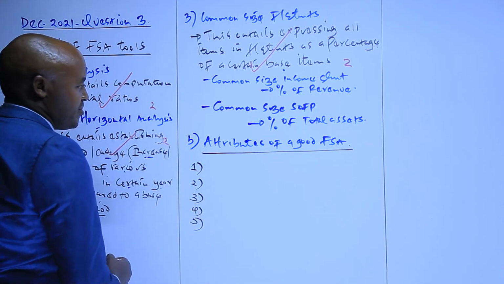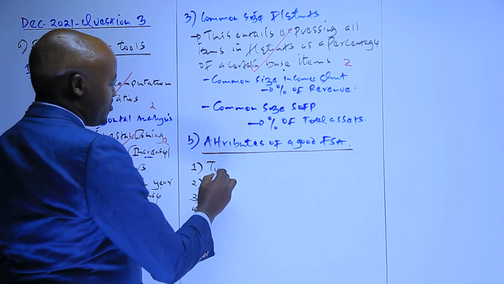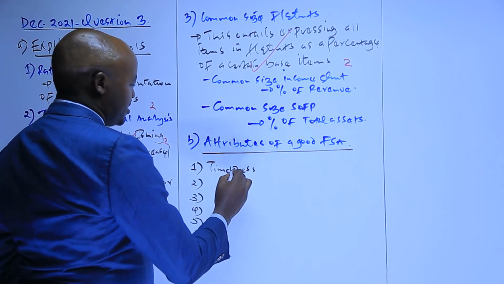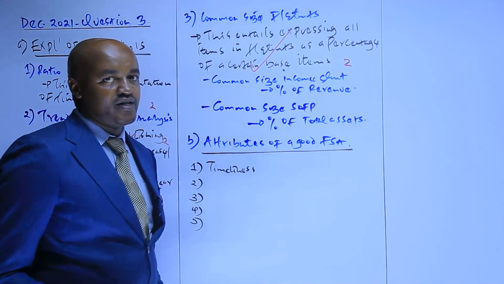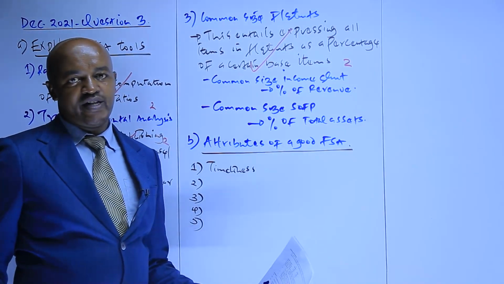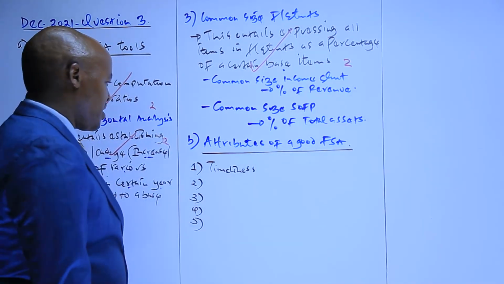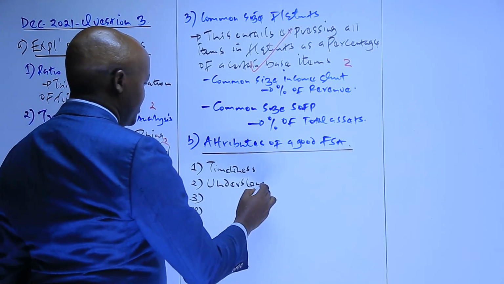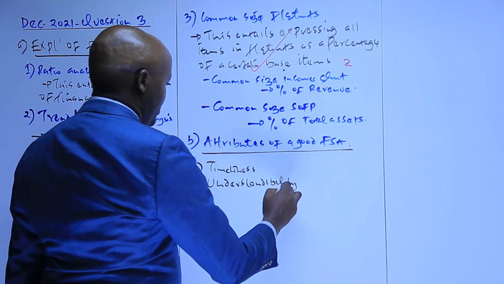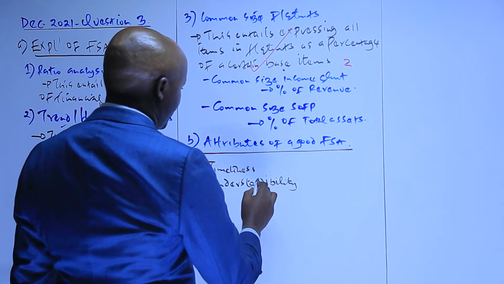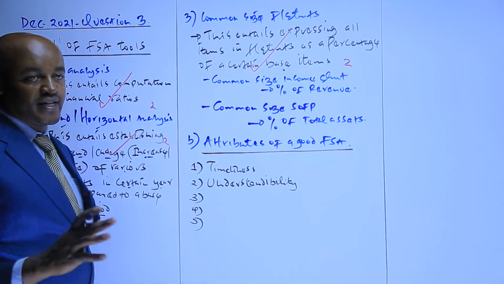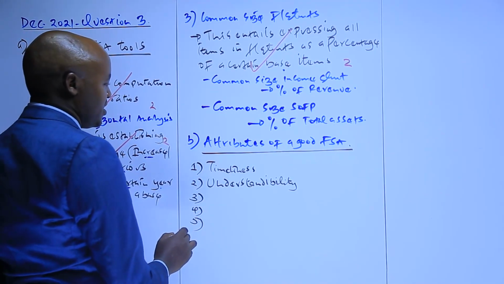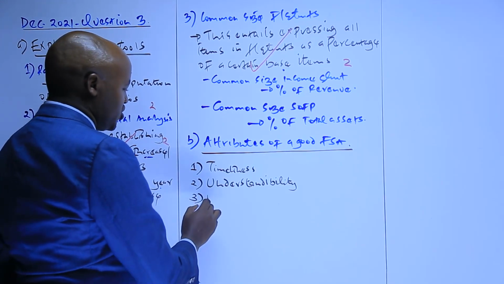We have around maybe 5. We can talk of number 1, timeliness. Timeliness. And in this case, we say that the information which is provided by financial analysts has to be provided on time to help the users in terms of making decisions. Number 2, we have understandability. Equally, the information provided by financial analysts must be readily understandable by the users for the users to use that information in terms of making their intended decision.